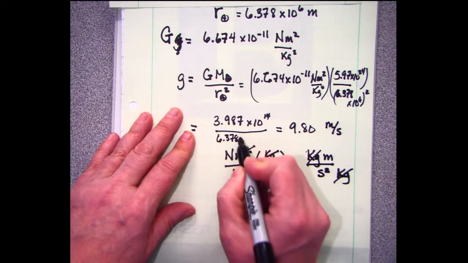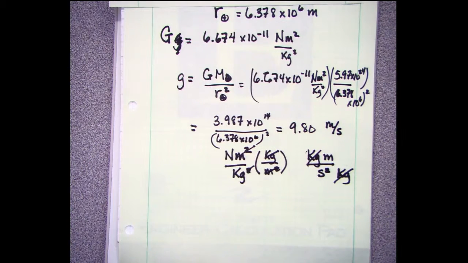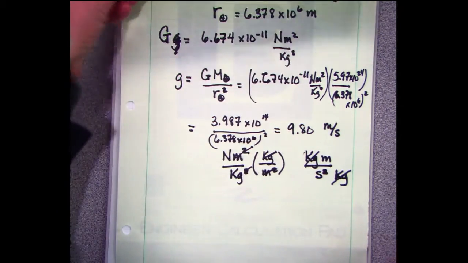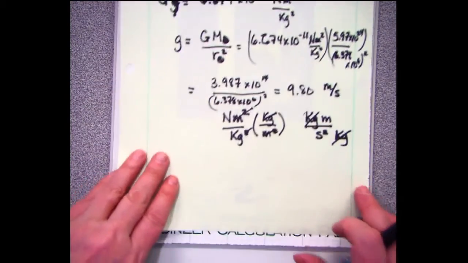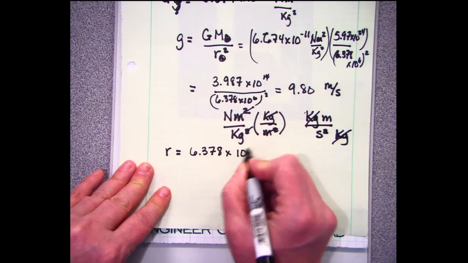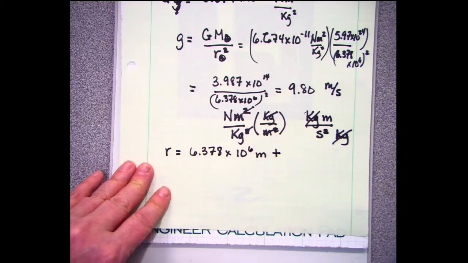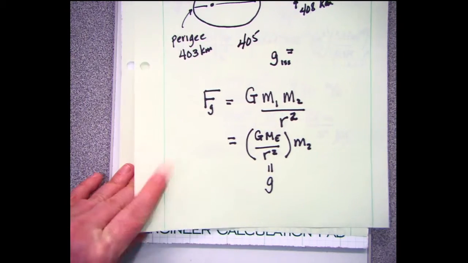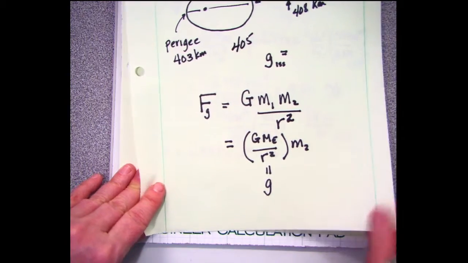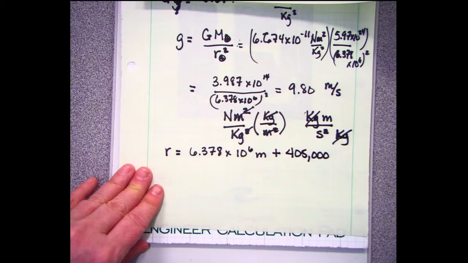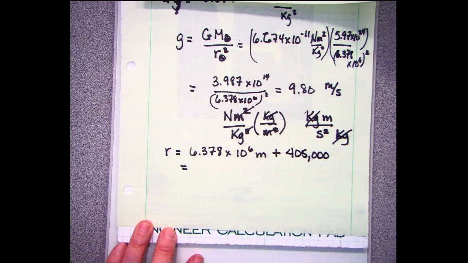So now if I want to do g on the space station, so let's look at g, the gravity on the space station. R is going to end up being 6.737 times 10 to the 6th meters plus, and at the space station, the average is about 405, right? If I do 408 and 403, I get an average about 405. So I'm going to do 405, and that's 405 kilometers. So I've got to add those lovely digits. Gives me something like 6.783 times 10 to the 6 meters.